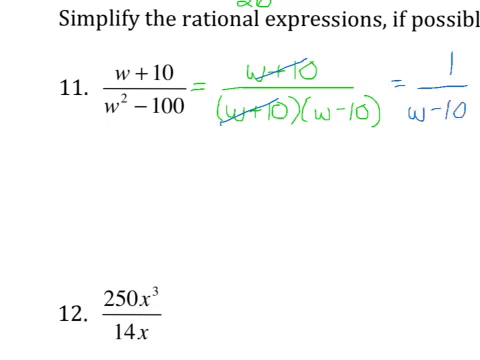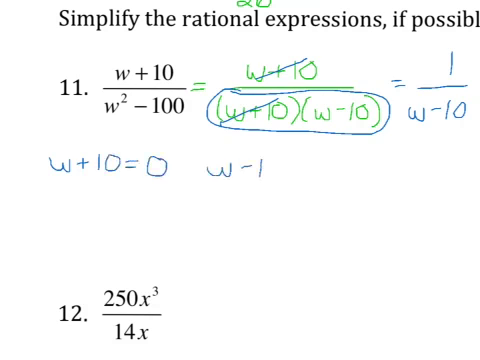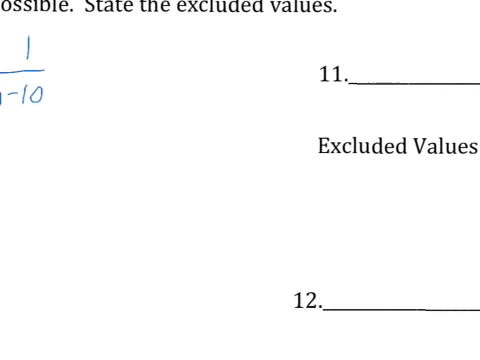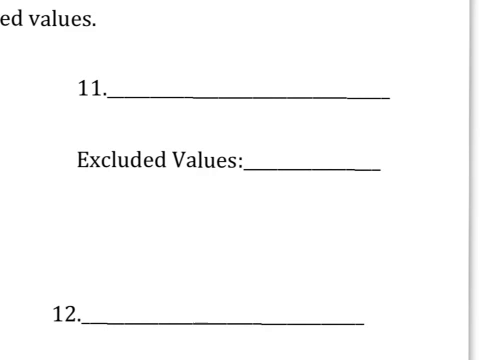So now for the excluded values, we want to take a look at what we were not allowed to plug in before things were canceled. So we want to take w plus 10 and set it equal to 0, and w minus 10 and set it equal to 0. So after we solve, we get that we are not allowed to plug in a negative 10 for w or a positive 10. So moving over to the answer column, our simplified answer is 1 over w minus 10, and our excluded values are 10 and negative 10.